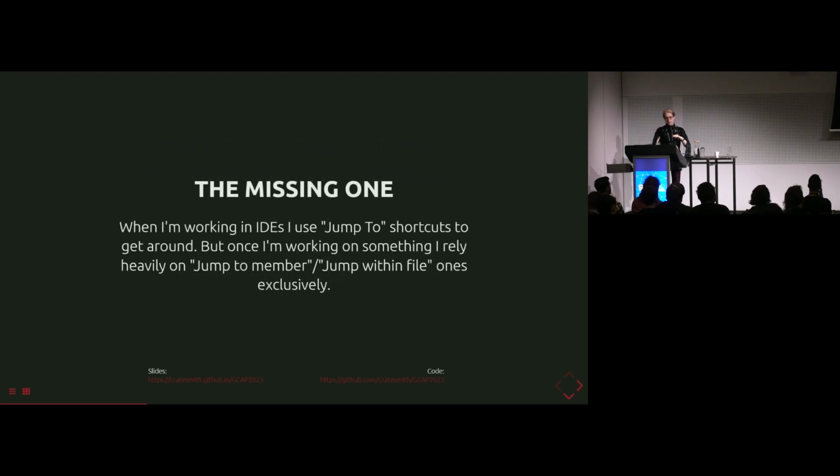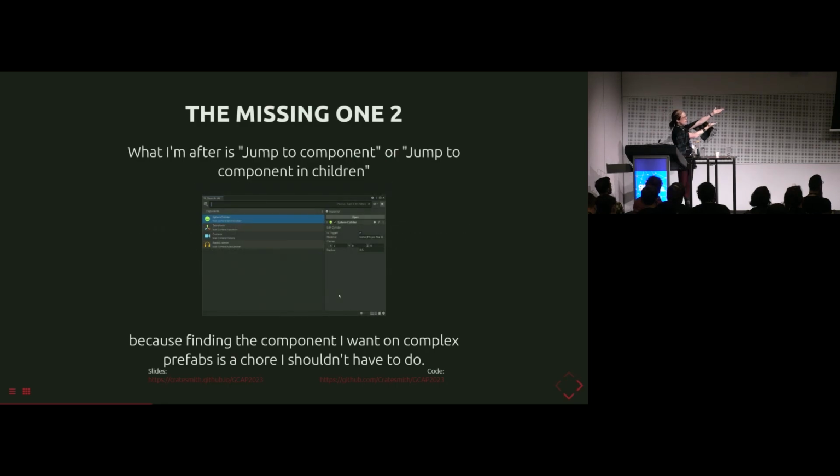But the one that I really need is that jump to member equivalent. Something like, find me something on this game object. And as I keep rattling on, this is what it should look like. I've got a selected game object, I've just hit it, and it's going to give me a list of the components down in the search box before I even start typing anything. As I type, it needs to filter them down.